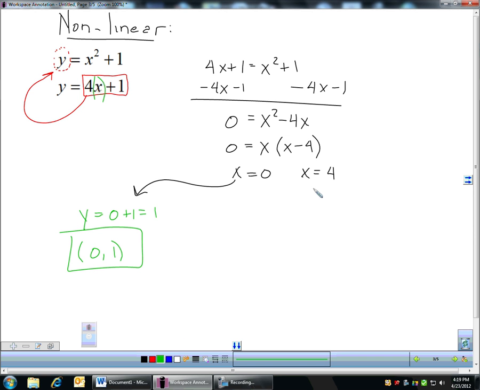My other solution, when x is 4, y is going to be 4 times 4. 4 times 4 is 16, plus 1. 16 plus 1 is 17. So when x was 4, I had a solution of 17.